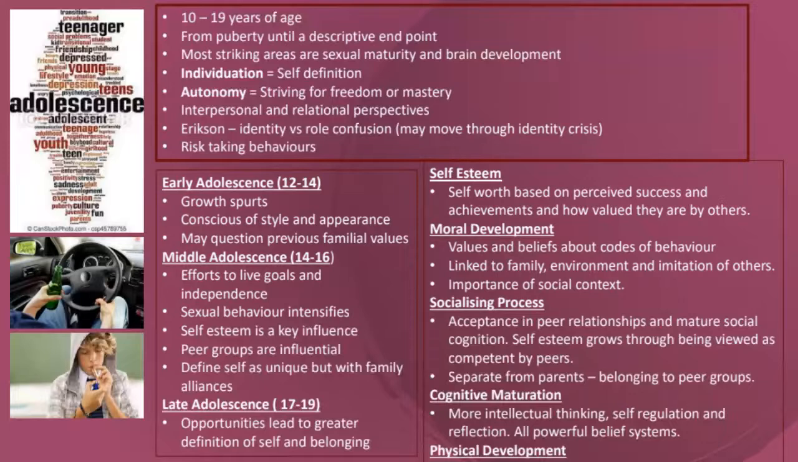We start to develop our social thinking. We want to be viewed as competent by our peers, so our self-esteem develops. So socialization in adolescence is important. Our cognition, our thinking, our problem solving all develops. We become more intellectual thinkers. We learn to self-regulate ourselves, and we also learn to reflect. And what becomes an all-powerful belief system. And we have physical development that takes place, sexual maturation, physical development of our bodies and things like that. So in adolescence, those are the key components that have a big link on our psychological well-being.